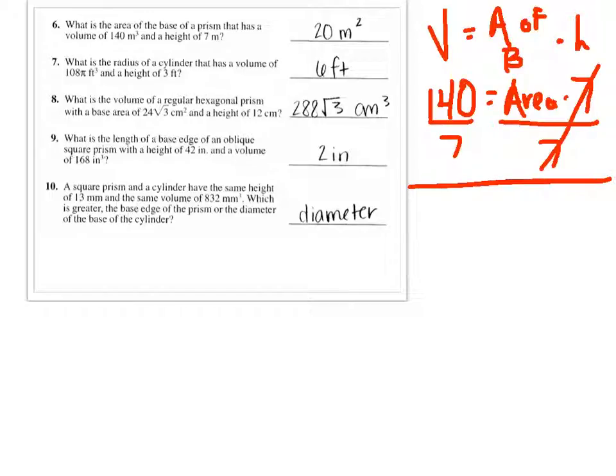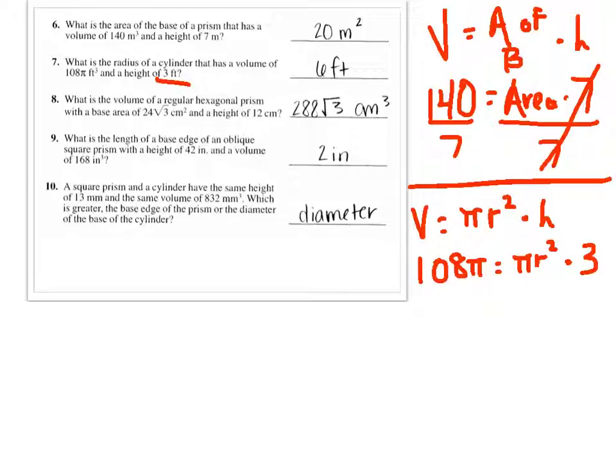On to number 7, we want the radius of a cylinder. It gives you the volume, it gives you the height. So again, if it's a cylinder, it has a circular base, so we're going to say volume equals pi r squared, because the area of the base is pi r squared, times the height. We know the volume is 108 pi. That equals pi r squared times the height, which is 3.